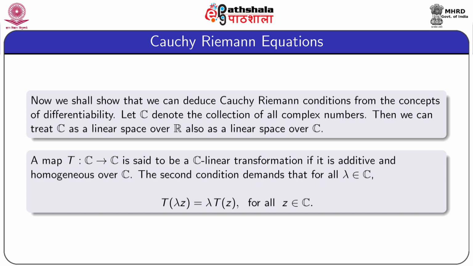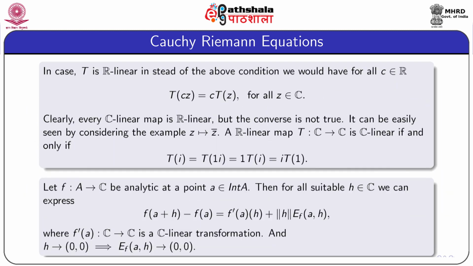Now, a map T from C to C is said to be a C-linear transformation if and only if it is additive and homogeneous over C. The second condition demands that for every complex number lambda, T(lambda z) should be lambda times Tz. Similarly, we can define an R-linear map. In that case, instead of the above condition, we should have for every real number c, T(cz) should be c times Tz. Here z is an arbitrary complex number. One can easily check every C-linear map is R-linear, but the converse is not true. One counterexample we have cited here: consider the map z maps to z bar.